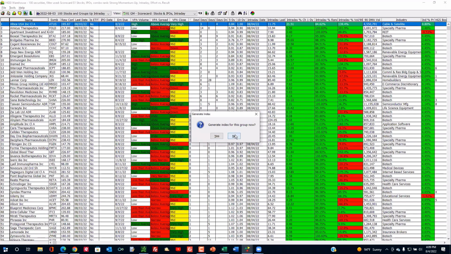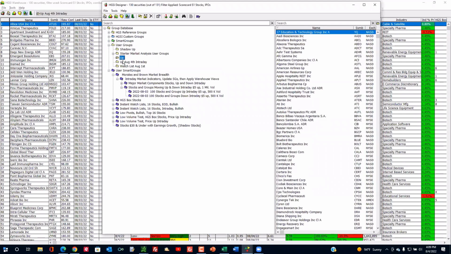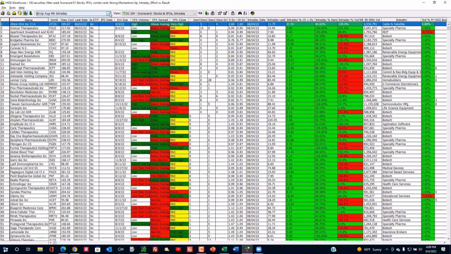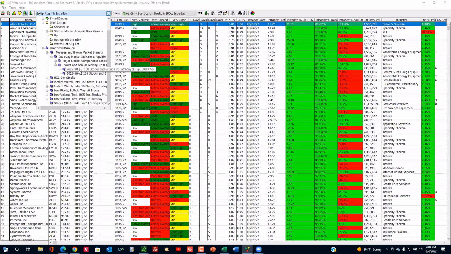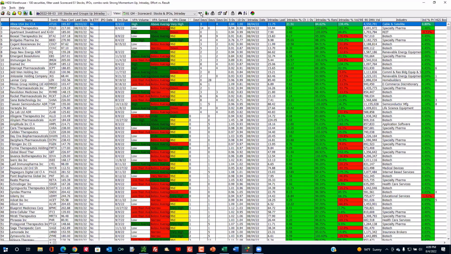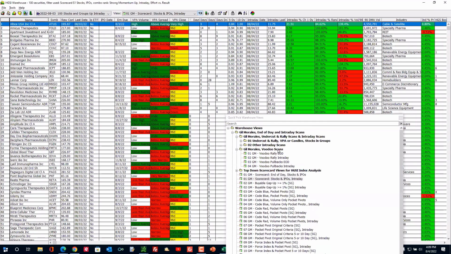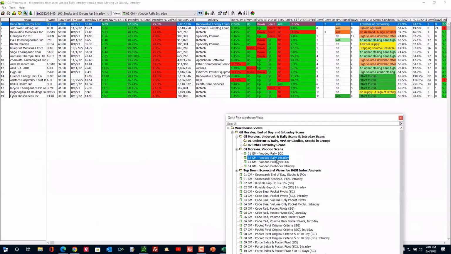Why do I want to do this? I want to see if any of these are following through tomorrow. So I can just come and find this group right here tomorrow. But this is a powerful thing. So now I have this group right here, and I can go in and I can apply any other scan on these. So I'm going to, let's take a good look at Gil's Voodoo rally.